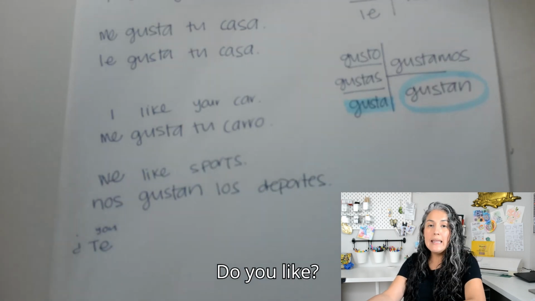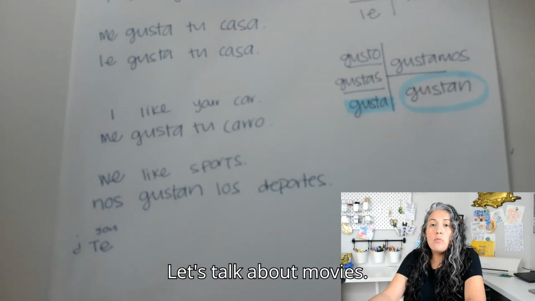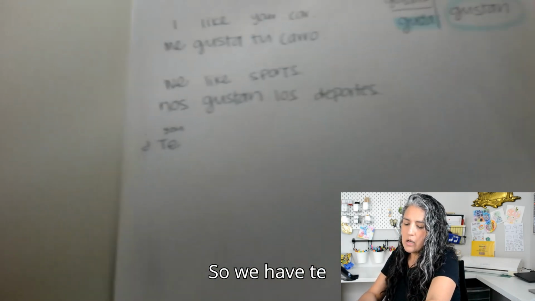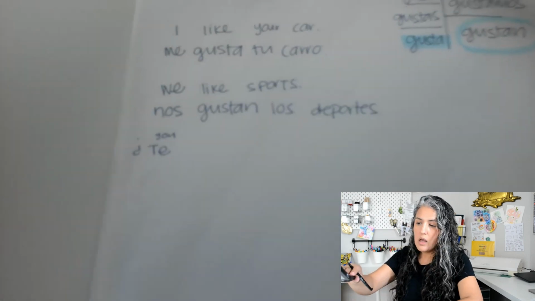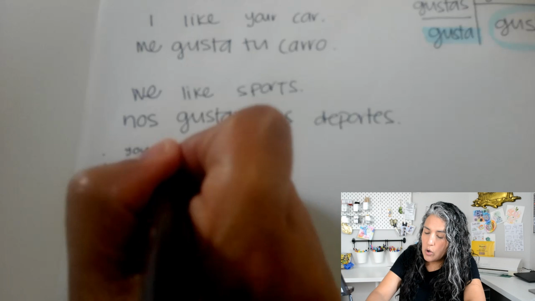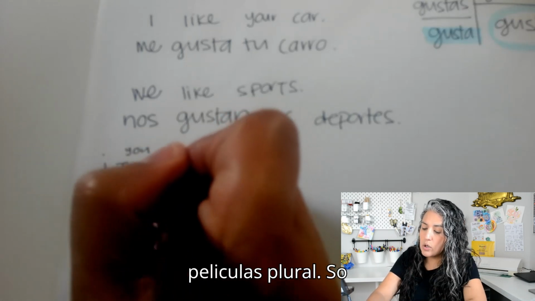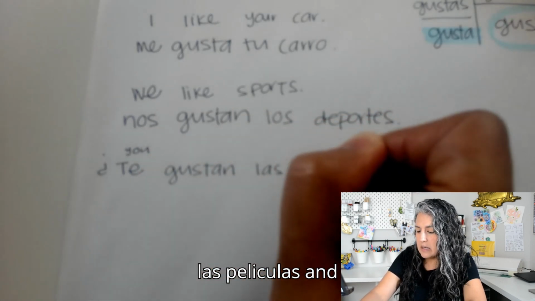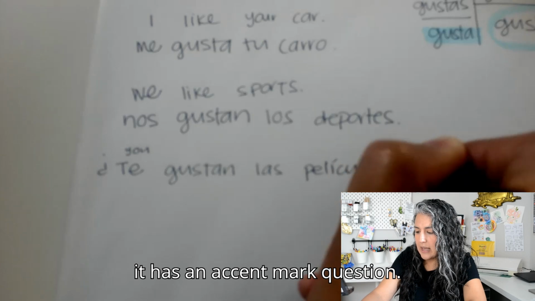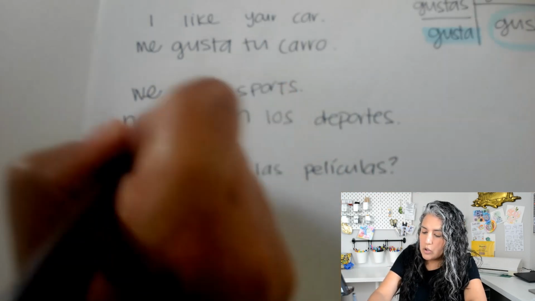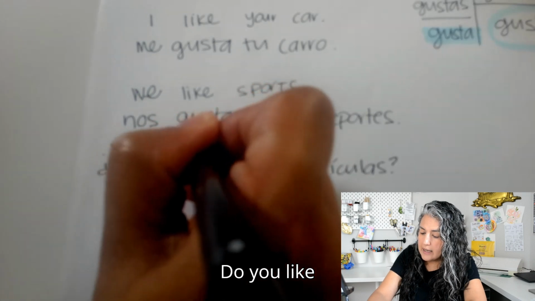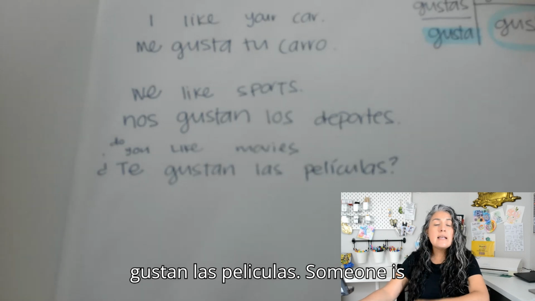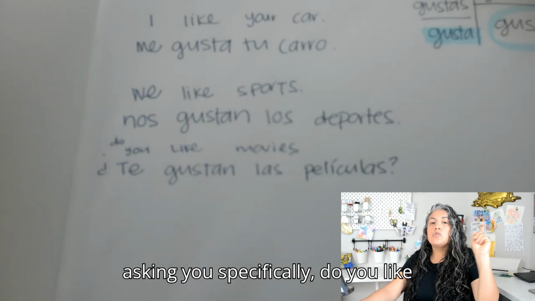Do you like? Let's talk about movies. Movies en español es películas. So we have te, and then we have películas, plural, so gustan las películas, and it has an accent mark. Question. Do you like movies? ¿Te gustan las películas? Someone is asking you specifically, do you like movies?